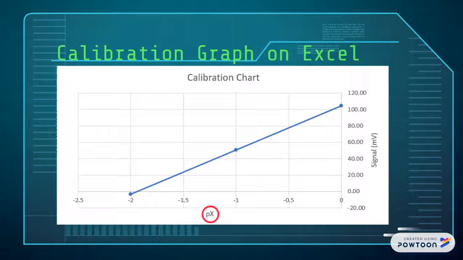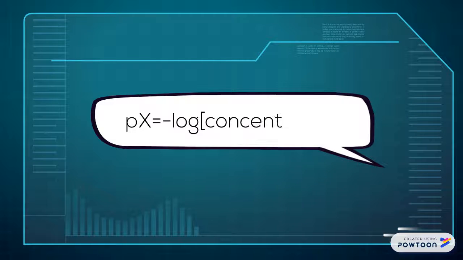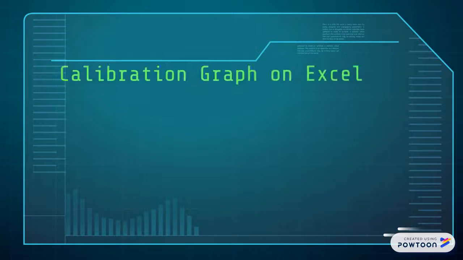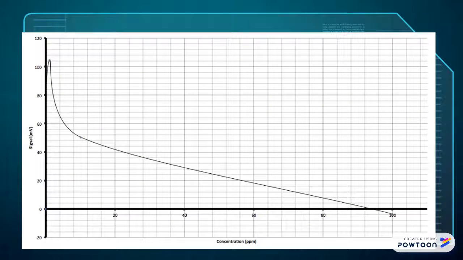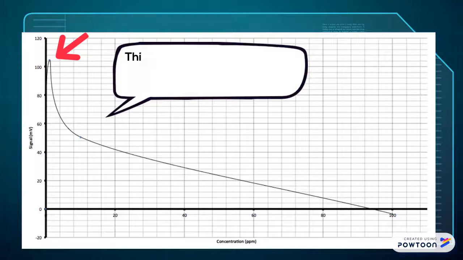The concentrations had to be changed to pX through the formula pX equals negative log concentration. The last graph is the calibration graph. If we left the x-axis as the concentration in parts per million, ppm, the graph is more curved and there is a small peak in the initial part of the graph.